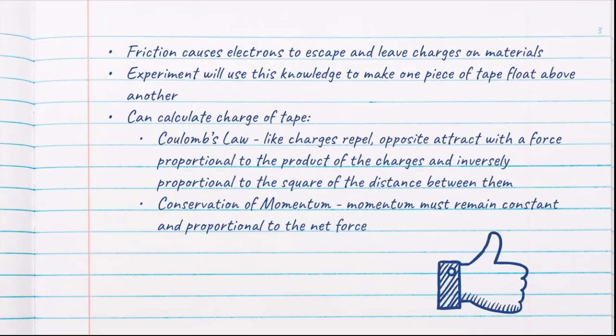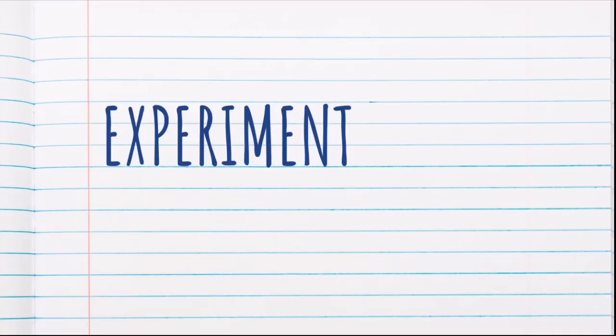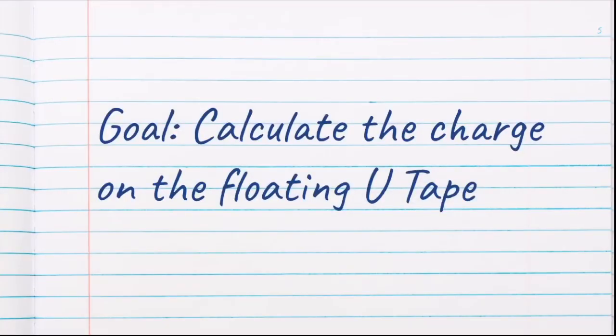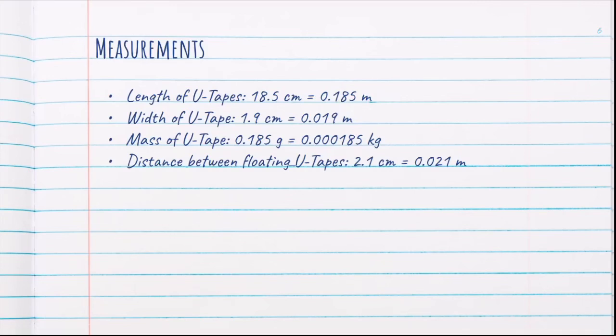We can calculate the charge of the tape using a few physics concepts such as Coulomb's law and the conservation of momentum. As for the experiment, the goal was to use charged U-tapes to calculate the charge on the one that floated. The length of the tape was 18.5 centimeters, the width was 1.9, the mass was 0.185 grams, and the distance between the floating U-tape and the one that made it float was 2.1 centimeters.